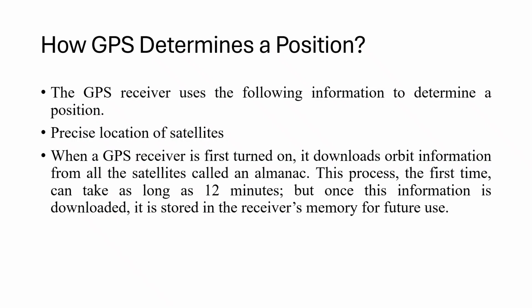How does the GPS determine a position? A GPS receiver uses the following information to determine positions, which is needed for effective location tracking. First is the precise location of satellites. When a GPS receiver is first turned on, it downloads orbit information from all the satellites, called the almanac. This process, the first time, can take as long as 12 minutes, but once this information is downloaded, it is stored in the receiver's memory for future use.